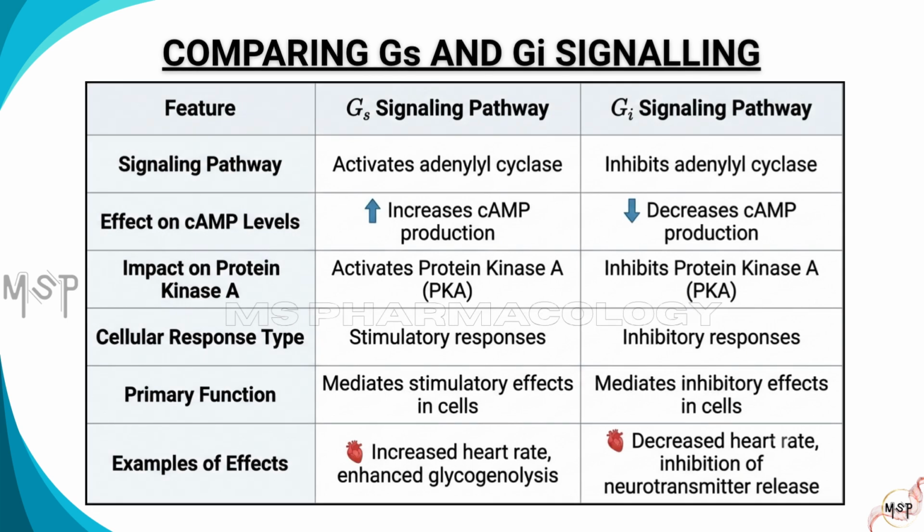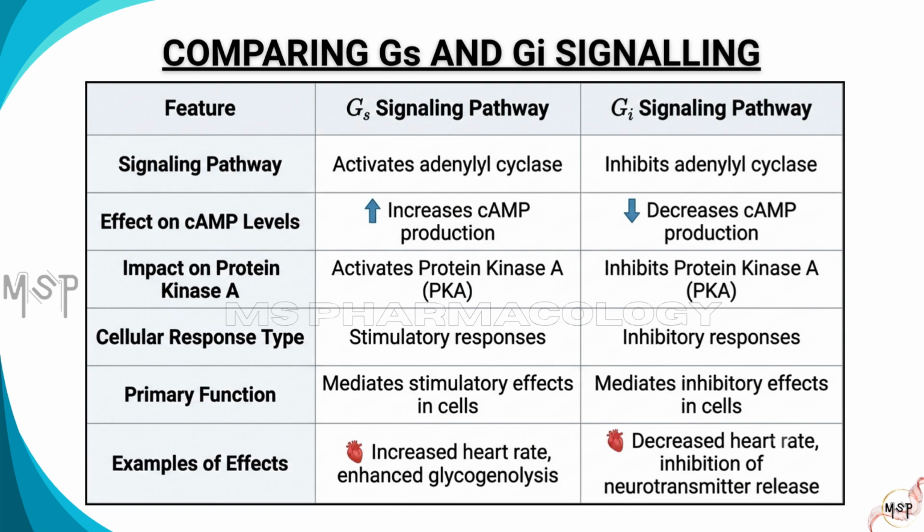Now that we have examined both the Gs and Gi pathways individually, let's briefly compare them. Although both pathways act on the same effector enzyme, adenylyl cyclase, they regulate it in opposite ways. Gs stimulates adenylyl cyclase, leading to increased cyclic AMP levels and activation of PKA. In contrast, Gi inhibits adenylyl cyclase, resulting in decreased cyclic AMP levels and reduced PKA activity.